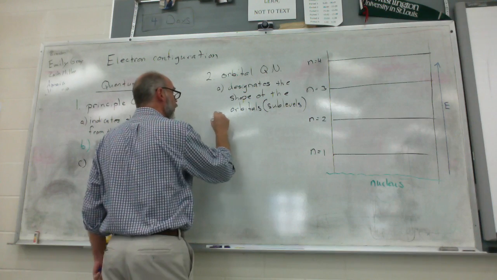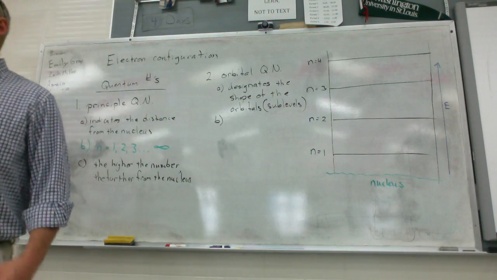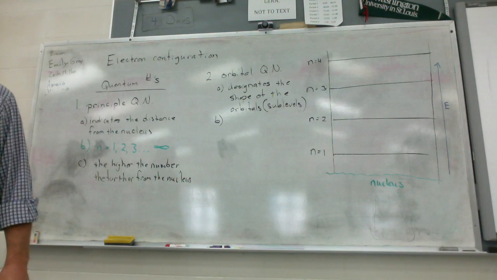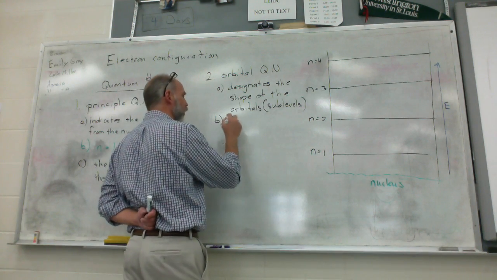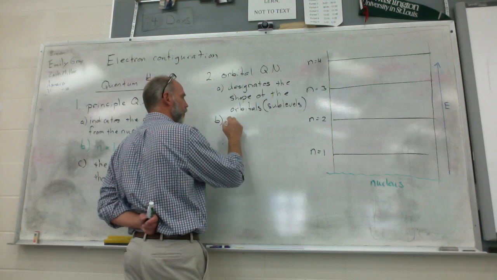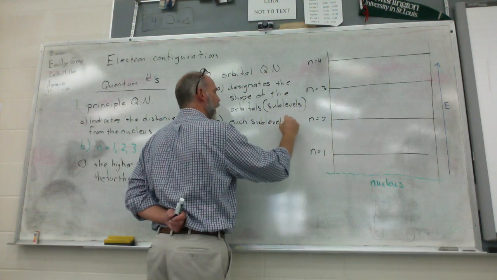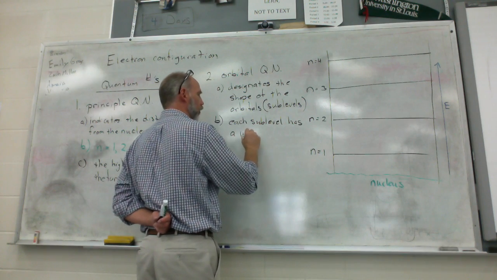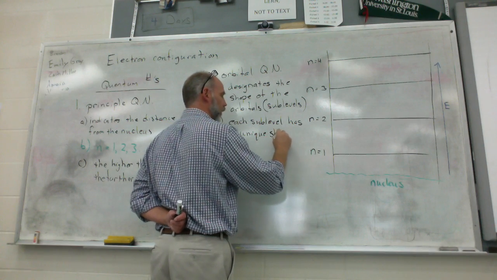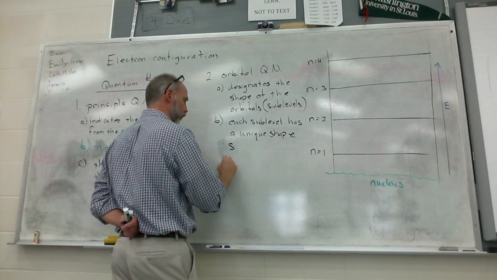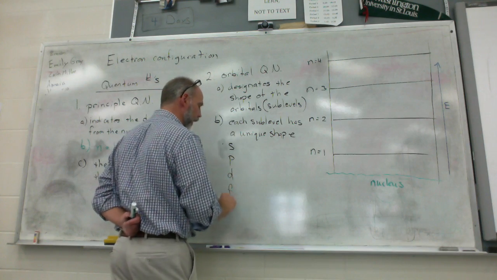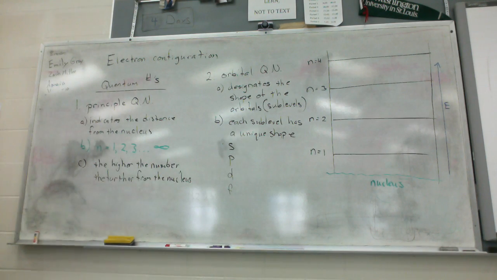So anyway, there are, as it turns out, well, there's more than that. There's a bunch of different shapes that we're going to study, or that are available. We're only going to look at 4 of them, okay? And these are going to be letter coded. So each sublevel has a unique shape. And we're going to call them S, P, D, and F. Those are the 4 that we are going to study in this class. And when you take your next chemistry class, those are the 4 that you're going to worry about. You're not going to worry about anything beyond that.